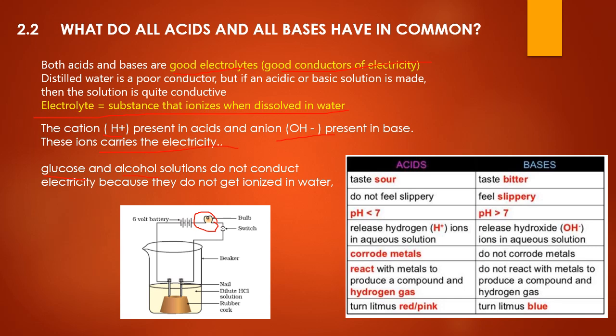Acids release hydronium ions while bases release hydroxide ions. Acids corrode metals, bases do not corrode metals. Acids react with metals and release hydrogen gas. Bases generally do not react with metals to release hydrogen gas. The one example I gave you, the reaction between NaOH and Zn, was a special case to form sodium zincate. Acids turn litmus paper red and bases turn litmus paper blue.